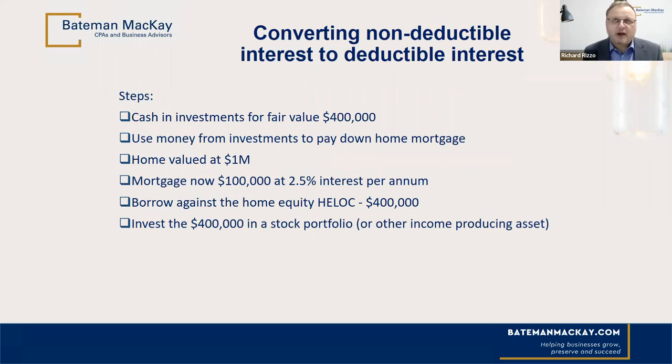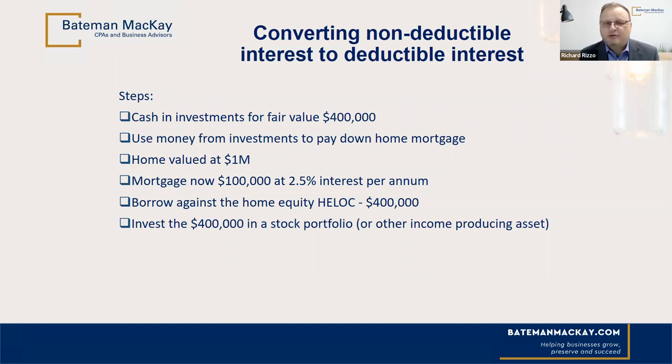So how do we do this conversion? Right now, the individual is paying interest on a home mortgage, which is non-deductible, yet earning a return on his investments, with no deduction against that. So how do we get this interest to be deductible from the investment income, as opposed to having it on the home, which is non-deductible? The steps we would look at, and again this is very high level, so there are things we have to consider, essentially involve cashing in the investments for $400,000, using that money to pay down the home mortgage, and then taking out a home equity loan against the house.